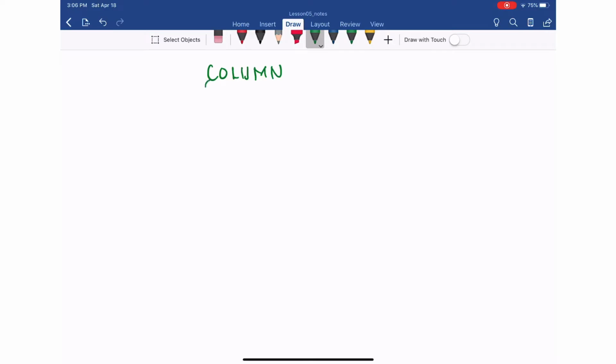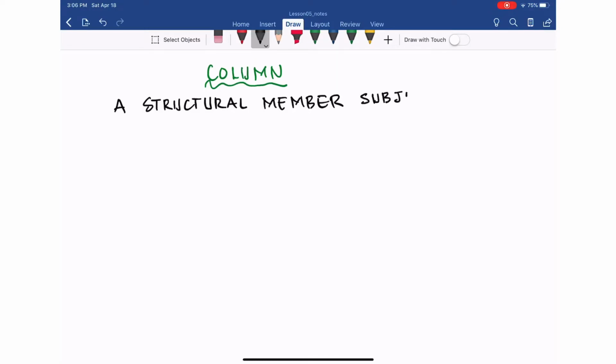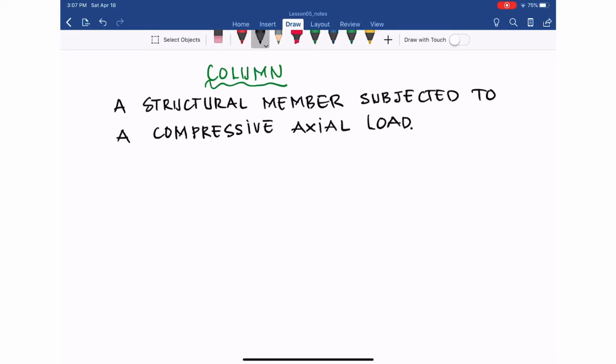Basically, it's a structural member that is subjected to a compressive axial load, and that we call a column.